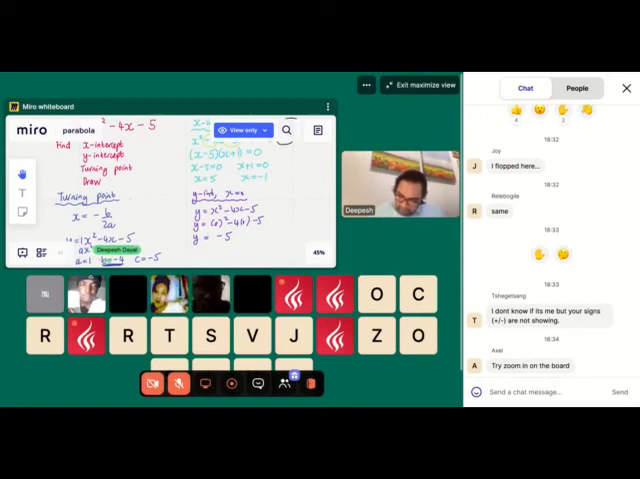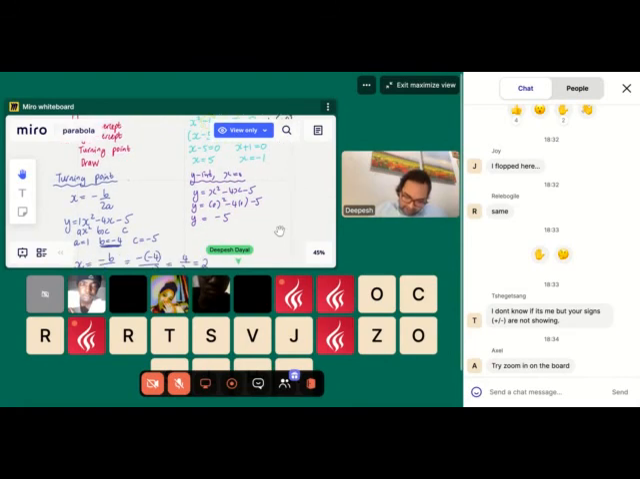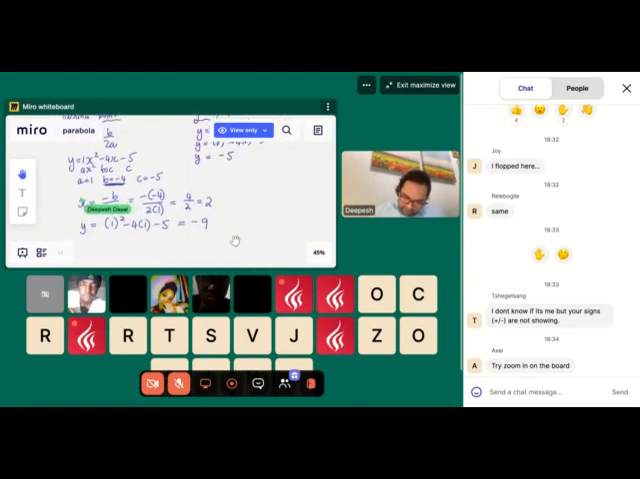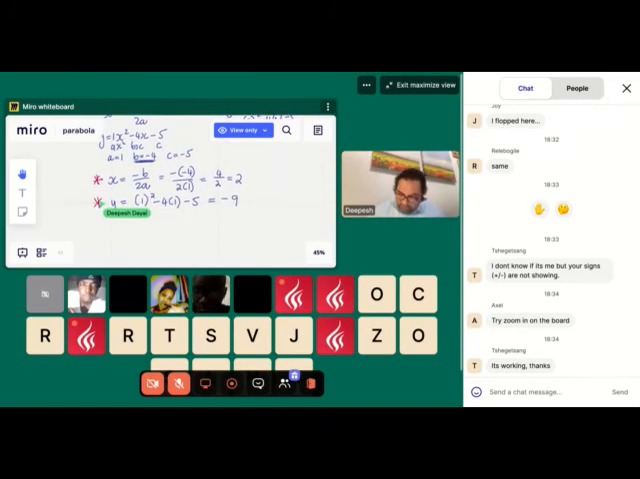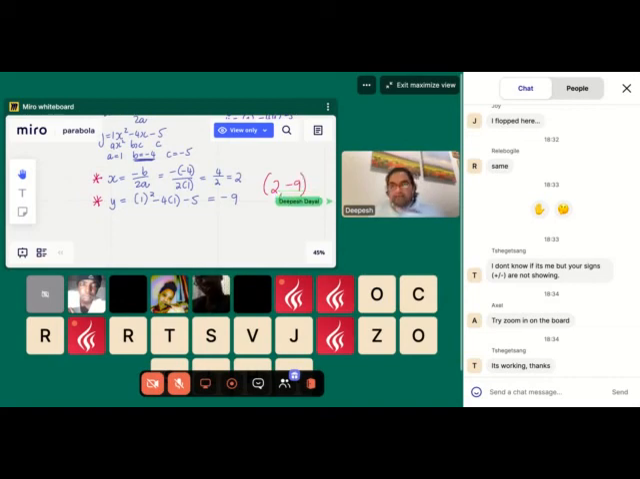Then to find the y, we plug this into the original. So we're going to say 2 squared minus 4 times 2 minus 5, which then gives us minus 9. So we've got the x of the turning point, and we've got the y of the turning point. So our turning point will then be 2 and minus 9. How many of you got that?